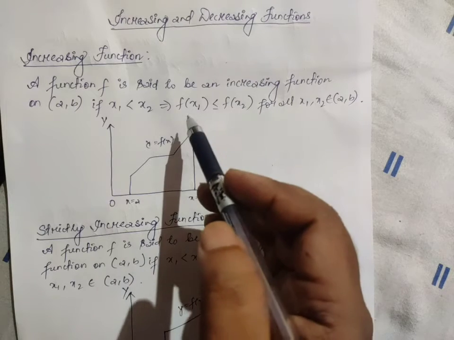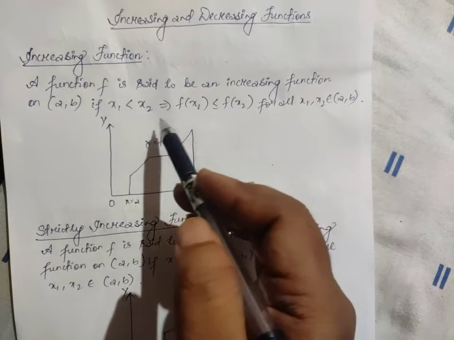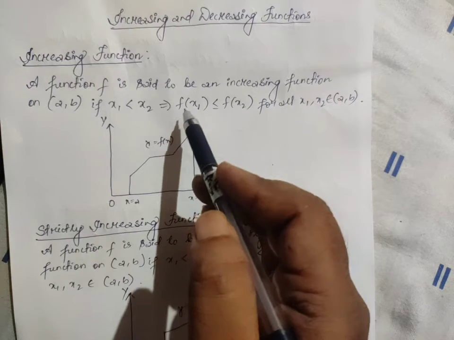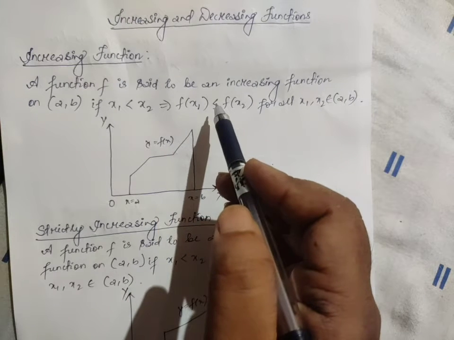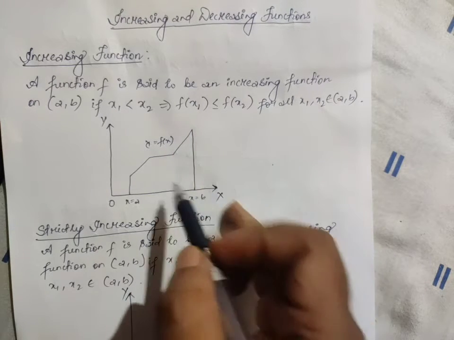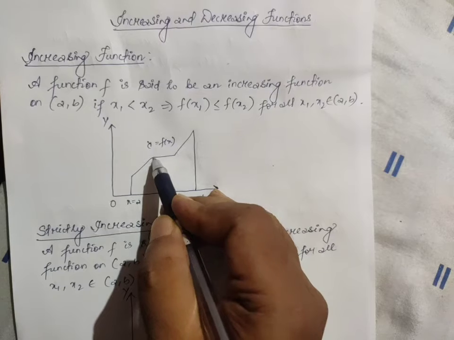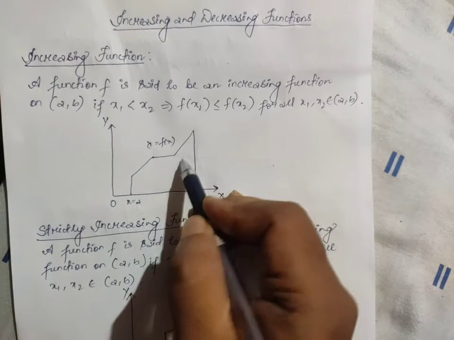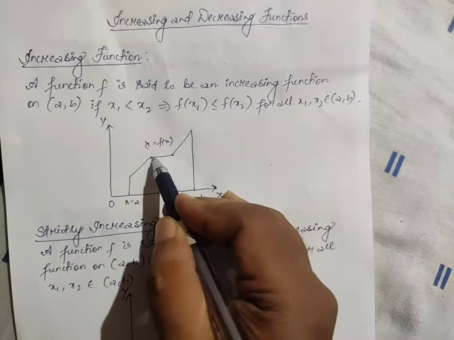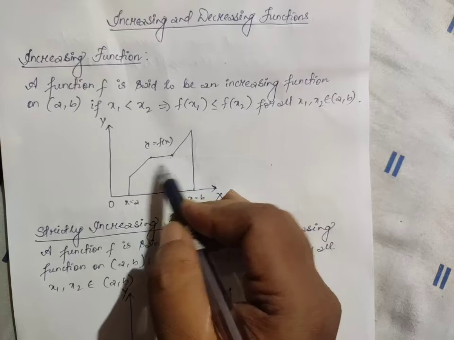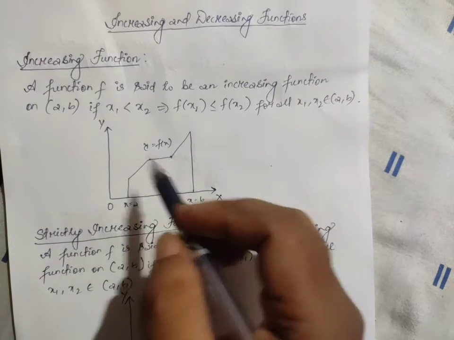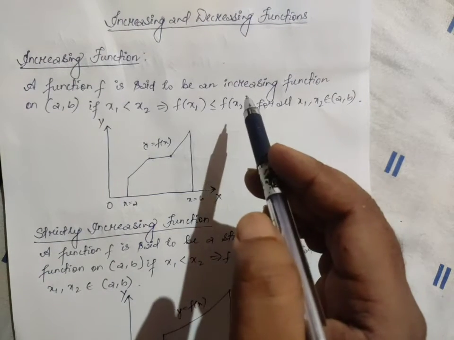And at some point it might be equal also. If x1 is less than x2, then f of x1 might be less or equal. You can see at these 2 points, this is f of x1 and this is f of x2. So at this point they are equal, right? So that kind of function is called an increasing function.